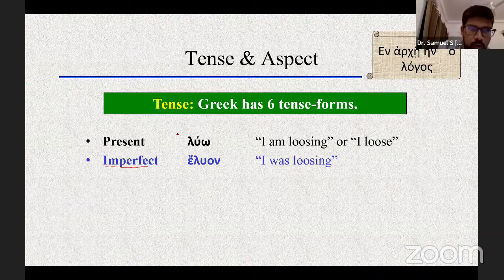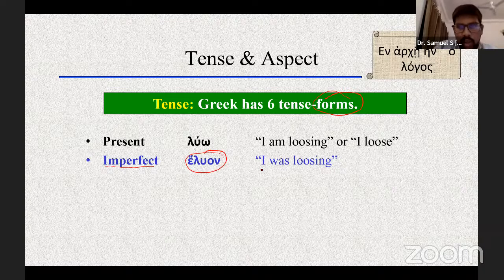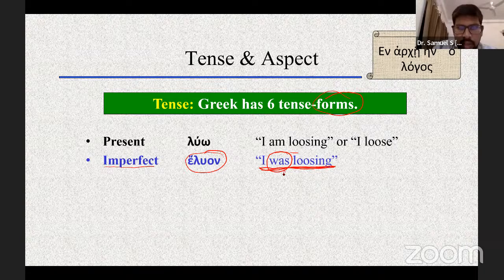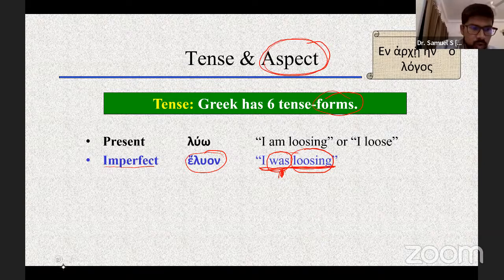Imperfect tense form, eluon, is communicating I was losing. You may immediately say here there is was. Isn't this showing past time? Yes, it is, but that's a secondary thing. The primary thing is what it's communicating here, the aspect. And what that aspect is, what are the 3 aspects, we'll talk about in a second.